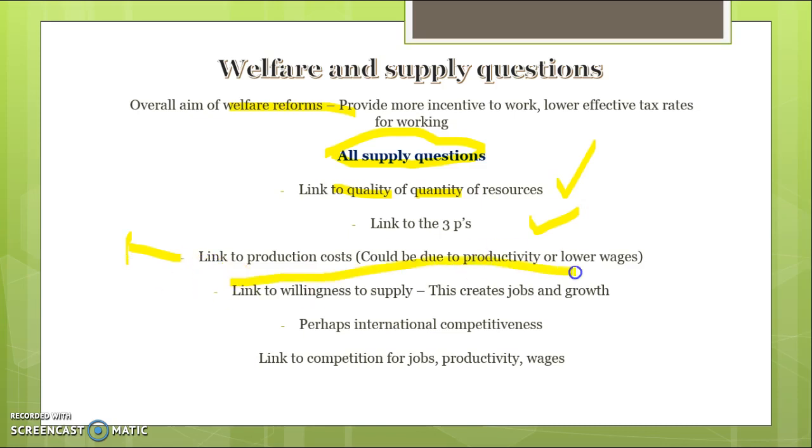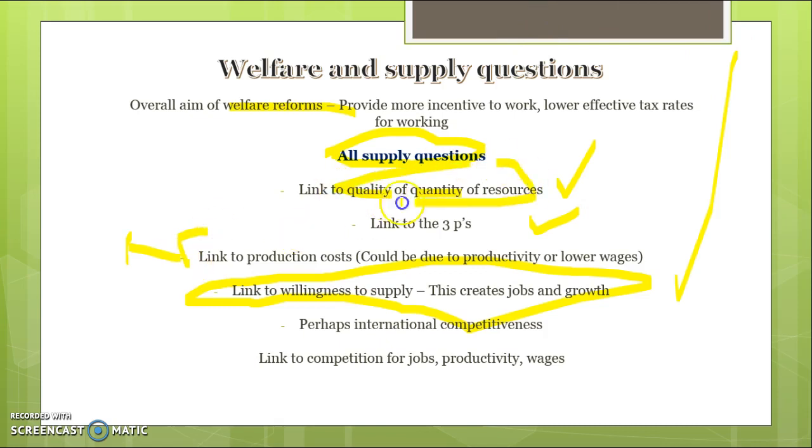This one here is the key thing. If you don't have this in your answers, you will not score well. This is the most important thing on this slide. Link it to firms' willingness to supply, or ability. All of this stuff up here, lowering production costs, will make firms more willing to supply. If we've got increased quality and quantity of resources, we're more able to supply. Both of those things means that we're physically supplying more, which creates jobs and creates growth.